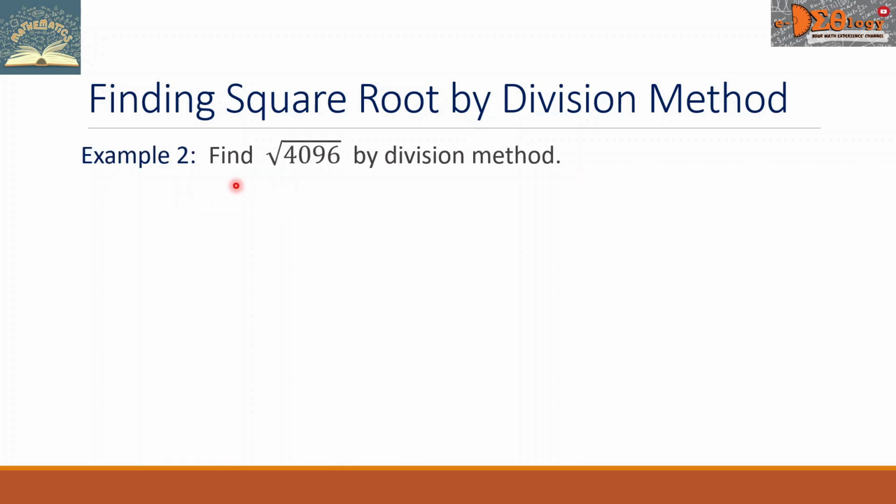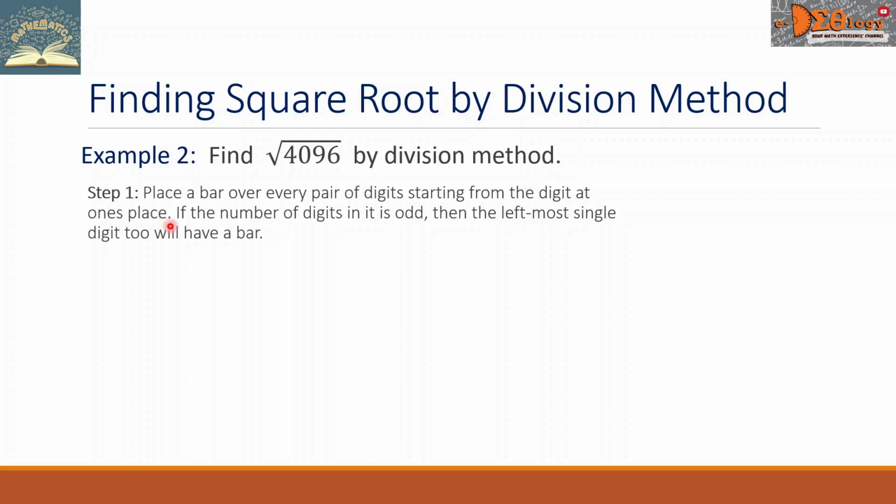Example 2. Find the square root of 4096 by division method. Step 1. We place a bar over every pair of digits starting from the digit at ones place. If the number of digits is odd, then the leftmost single digit will have a bar. Our number here has 4 digits. So that means when we group them, there's one bar on top of 96, another bar on top of 40.